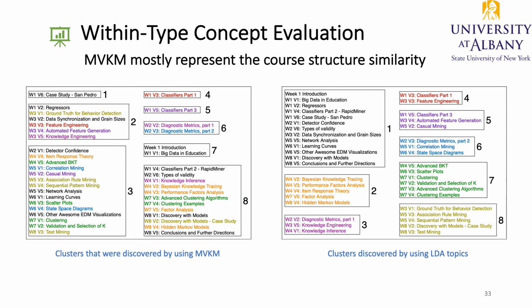Moreover, we also found that MVKM mostly represents the course structure similarity. Usually, videos from the same week will be grouped in the same cluster. For example, all week 3's videos are in cluster 2.